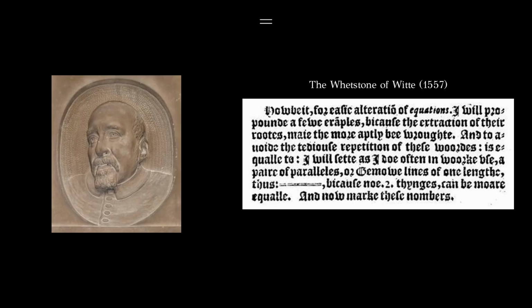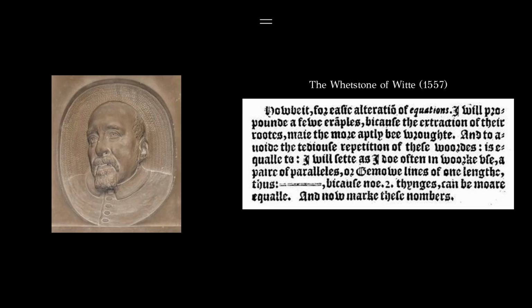Anyways, 1 plus 1 equals 2. Where does that equal to symbol come from? It was introduced by Robert Recorde in 1557, who got so tired of writing the words is equal to all the time in the maths textbook that he was writing that he decided to dedicate a symbol for it. He wrote, "To avoid the tedious repetition of these words is equal to, I will set, as I often do in work use, a pair of parallels or Gemowe lines of equal length. Thus, is equal to, because no two things can be more equal. So is an equal sign because the two lines are of equal length."